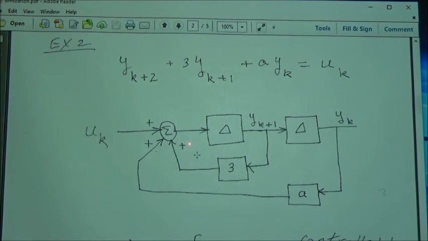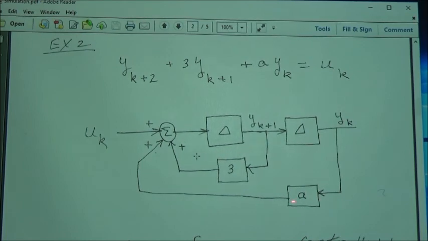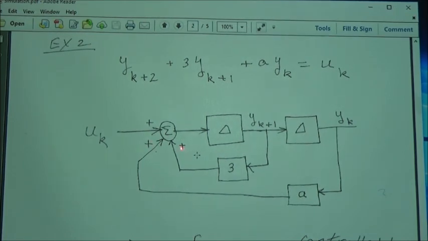This should be a minus sign. This is a mistake. Minus 3 u of k. And then here minus a of k. So correct those things on your notes, and I will do the same before I put this on Dropbox.